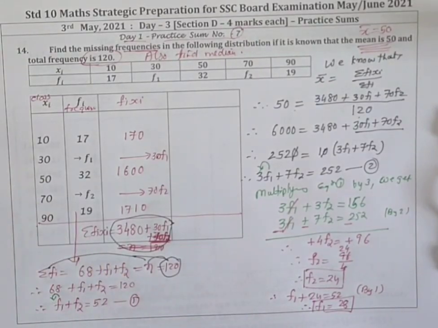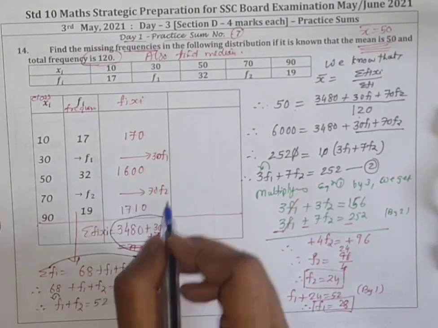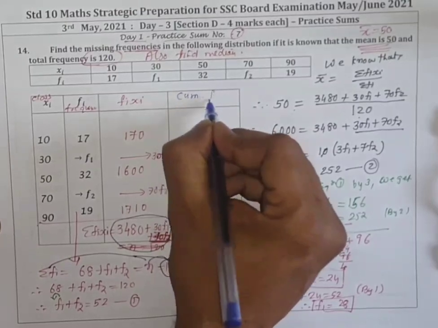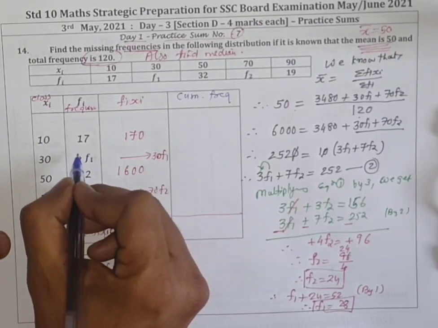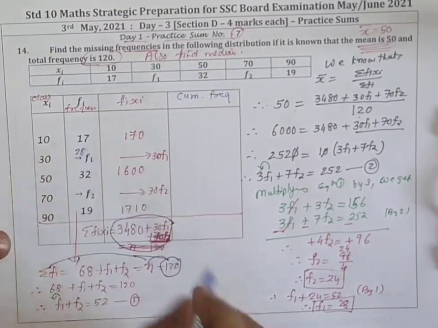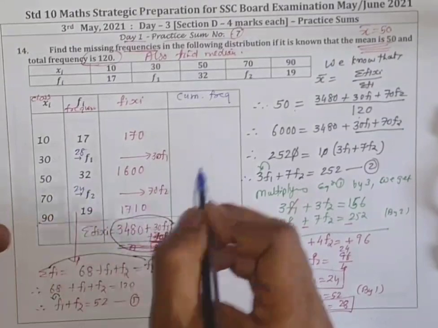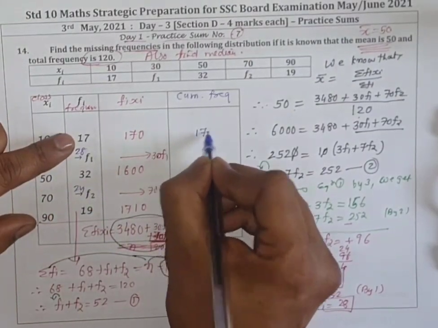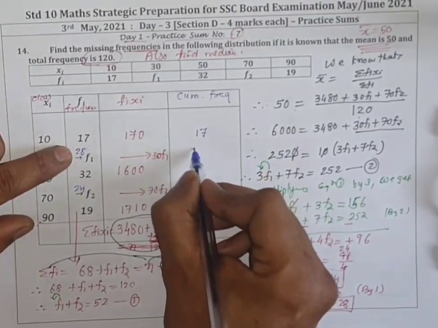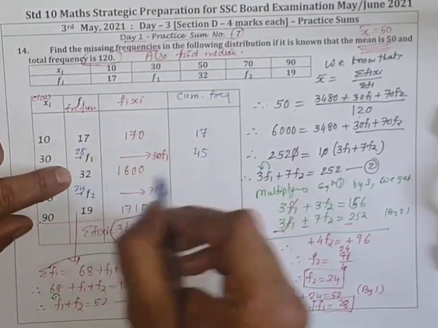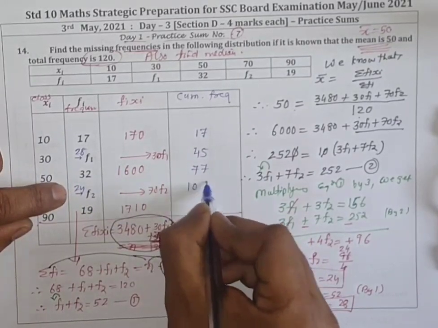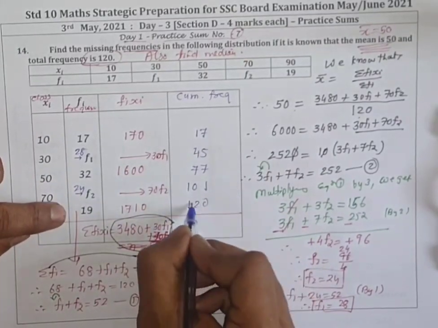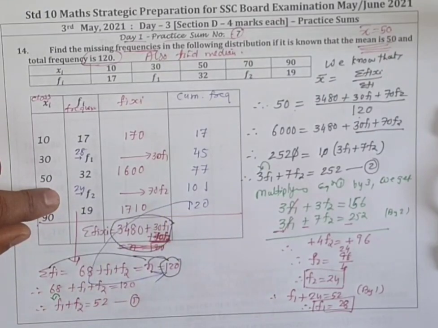So after getting that, all right, now cumulative frequency चाहिए अब, क्योंकि आपको मीडियन भी ढूंढना है. ये 4 मार्क का क्वेश्चन है. अब यहां पता चल गया f1 is 28 and f2 is 24. So आप cumulative frequency find out करिए. 17 plus 28, that is 45, plus 32, that is 77, plus this 24 is 101, plus 19, and that is 120. मिला ना 120, देखो यहाँ, right?